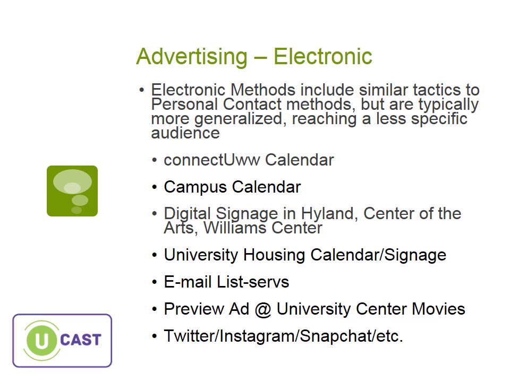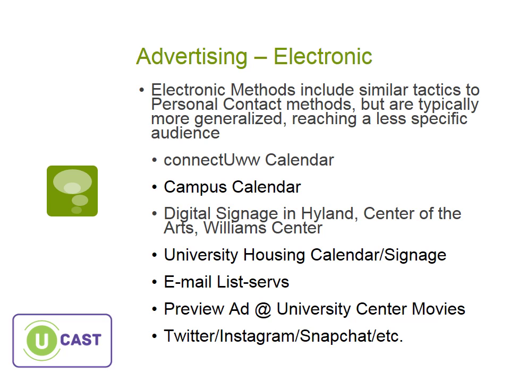Electronic is the fourth of the 5 categories, and it's really very similar to personal contact methods, but typically it's more generalized, reaching a less specific audience. This could include using different calendars across campus, like the one on Connect UW-W, the campus-wide calendar, the university housing calendar. It also includes digital signage opportunities in Highland, the CA, and the Williams Center.